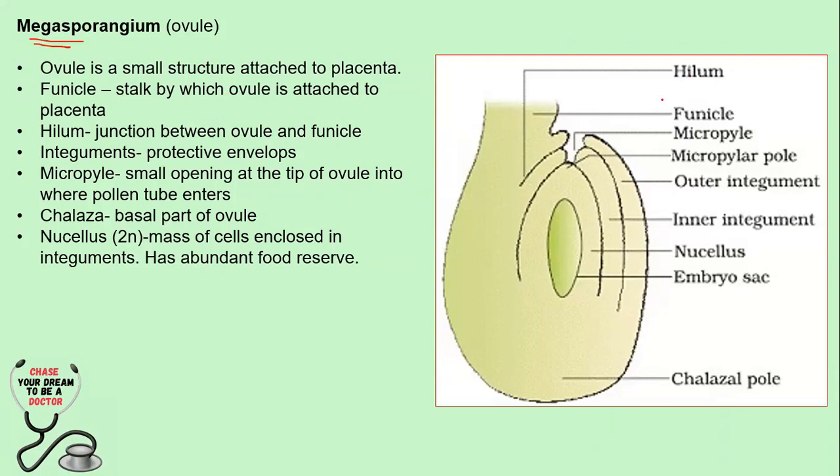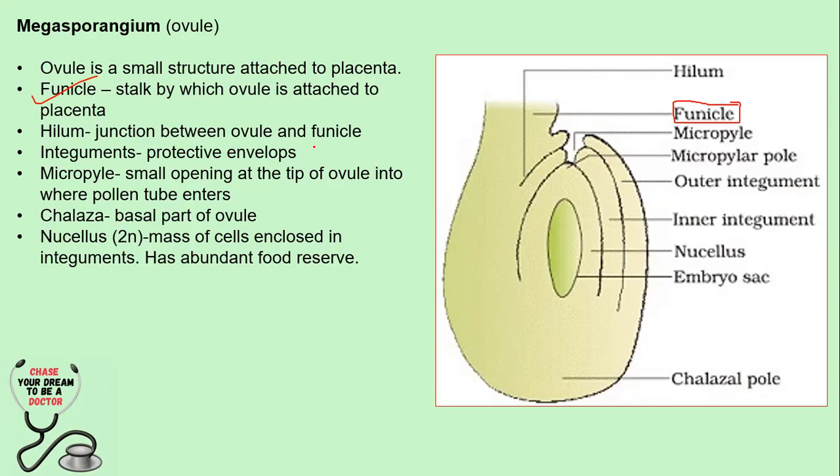I'll be highlighting all these things. So guys, this is the structure of an embryo sac. The ovule is attached to the placenta exactly as a zygote gets attached to the placenta in humans. Exactly like that, the ovule, where the development is going to happen, is attached to the placenta. The stalk by which it is attached to the placenta, you will call the funicle. So the funicle is the stalk by which the ovule is attached to the placenta.